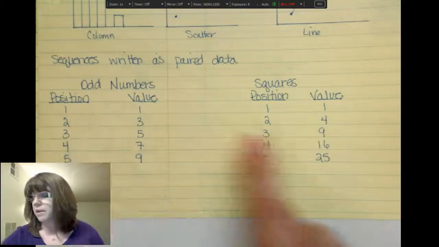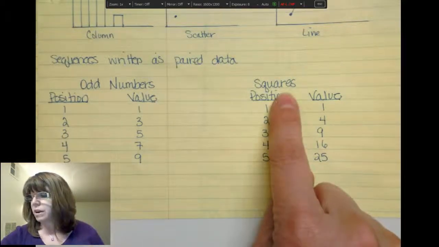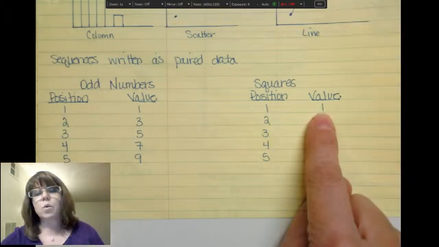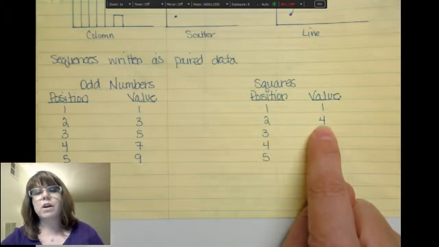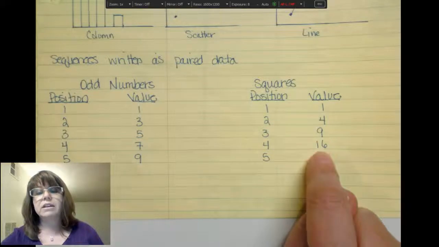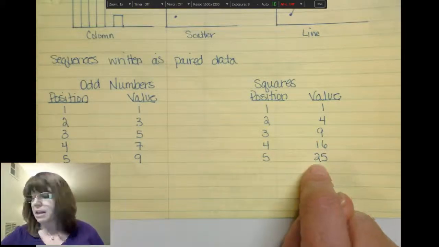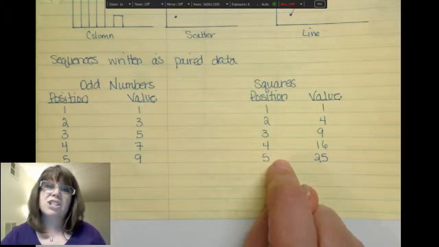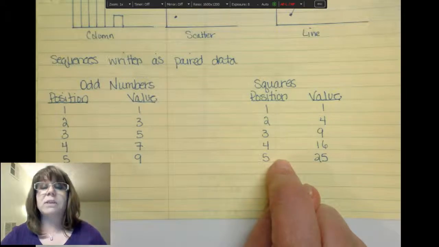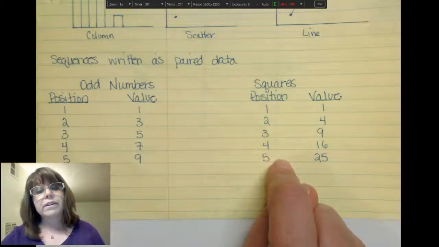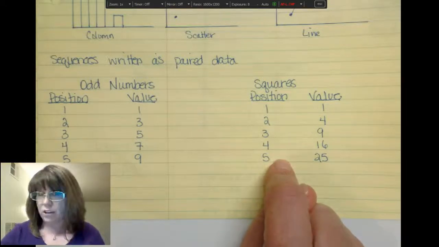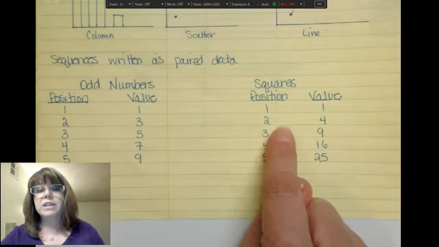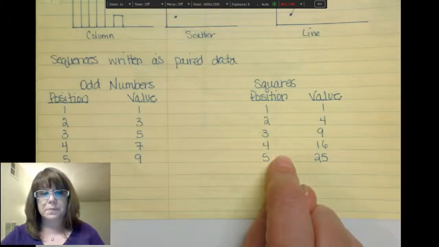Likewise, what if we think about the squares? My square values: 1 squared is 1, 2 squared is 4, 3 squared is 9, 4 squared is 16, and 5 squared is 25. Now again, the 1, 2, 3, 4, 5 number is just a position number. It doesn't necessarily have to be the value that we squared. It just so happens that we're using this as a position number.